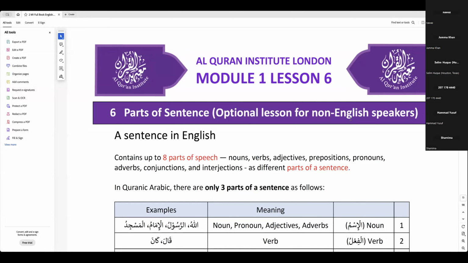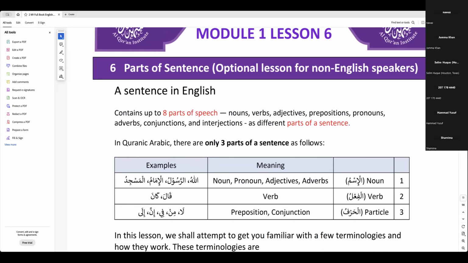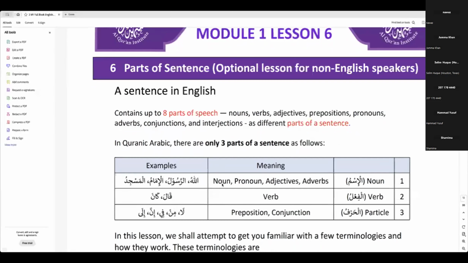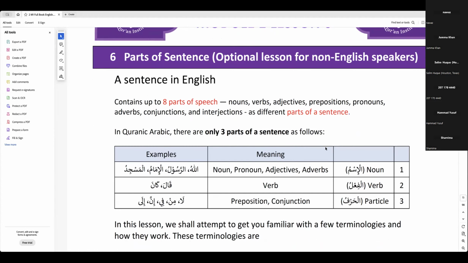Bismillah ar-Rahman ar-Rahim. Today, lesson number 6, parts of a sentence, an optional lesson for non-English speakers. A sentence in English contains up to 8 parts of speech: nouns, verbs, adjectives, prepositions, pronouns, adverbs, conjunctions, and interjections. In Quranic Arabic, there are only 3 parts of sentence, as follows. And I'll explain them to you in a minute.